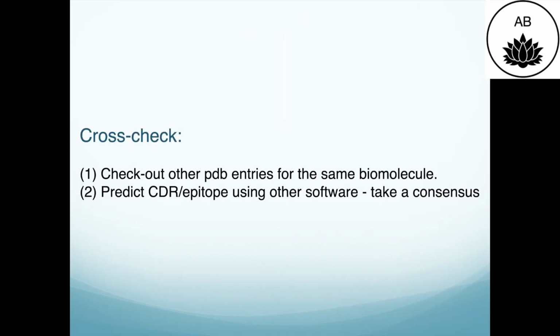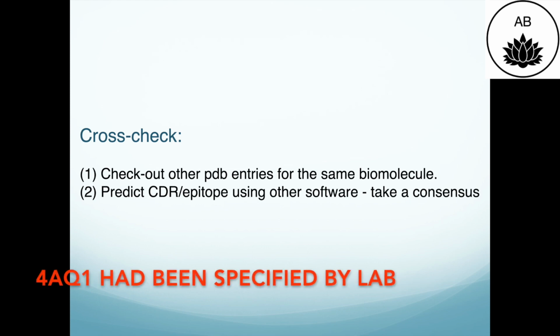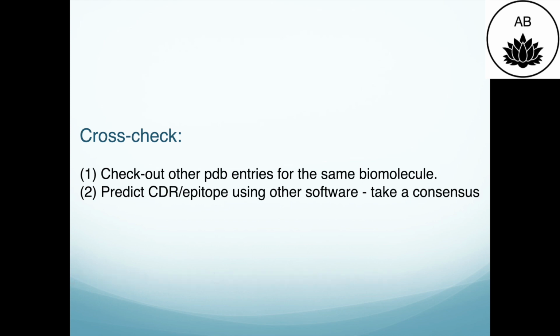Now, before you delve into the exercise, I have some other suggestions for you. I'd say check out other PDB entries for the same biomolecule. Check out PDB for structures of nanobody with the SPSP layer of the same pathogen and see if the main PDB file structure differs from that of the biological assembly. And number 2, predict CDR epitope using some other software and take a consensus.